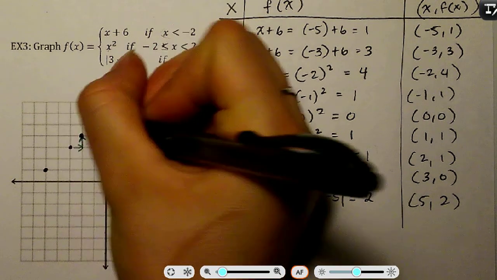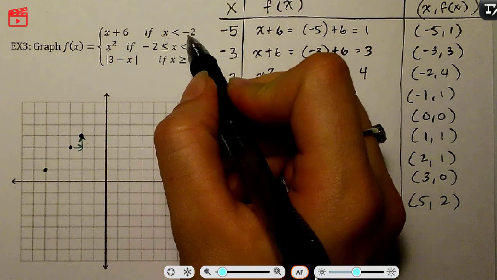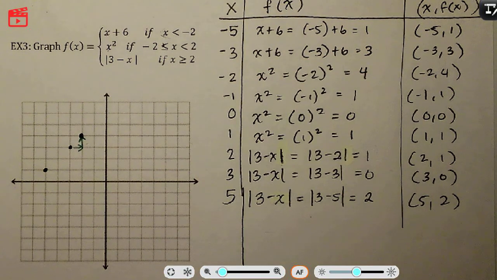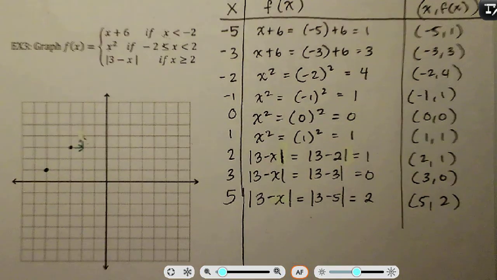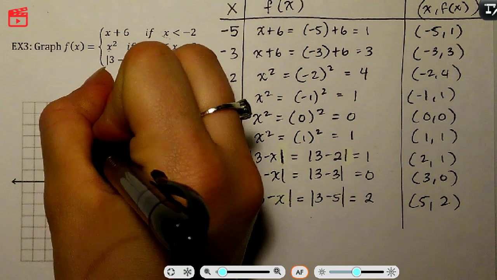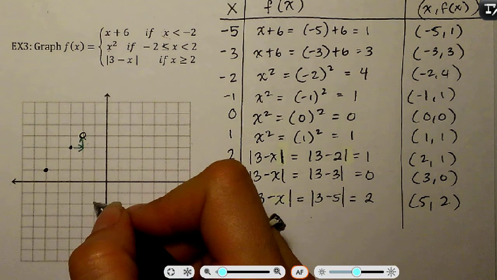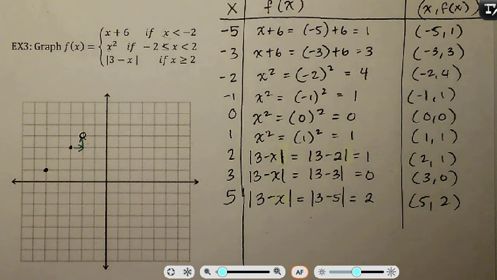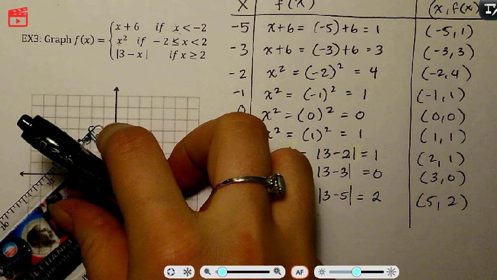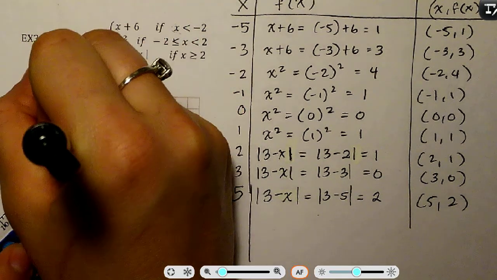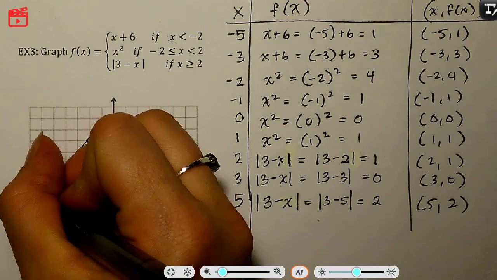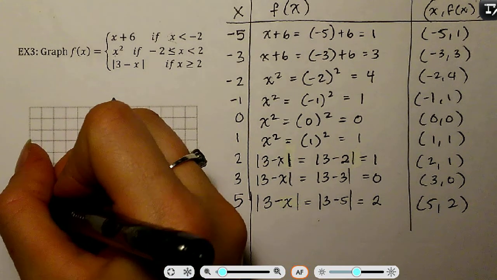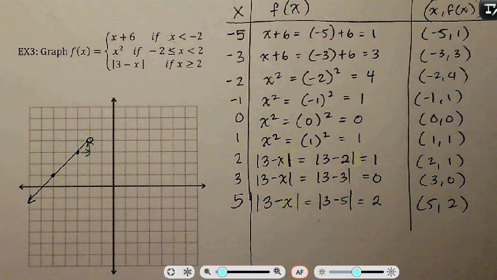And I know that this line is supposed to stop at -2. In fact, it's not actually supposed to go up to -2. So it'll stop right at -2. I'll use the open circle to indicate that. And I will use my ruler to graph my line. So there we go. We have graphed the portion of the line that is less than -2. Okay, let's go ahead and graph the parabola.